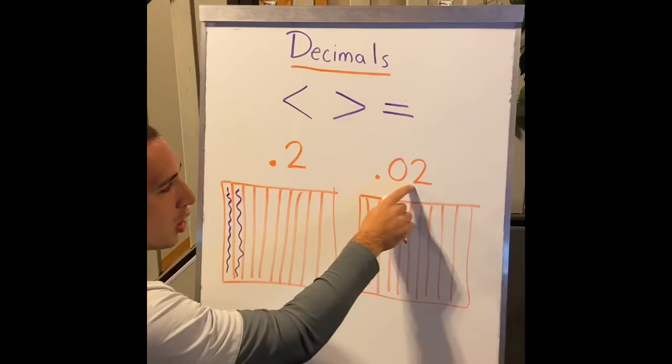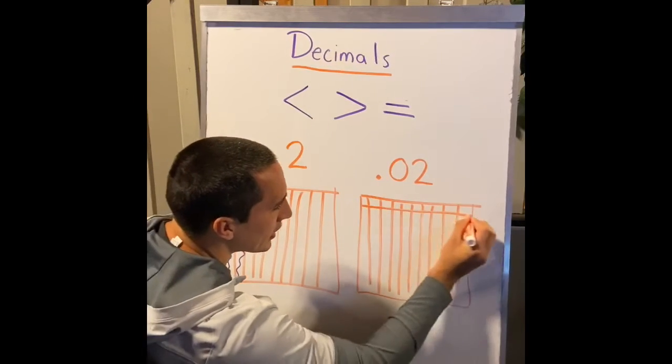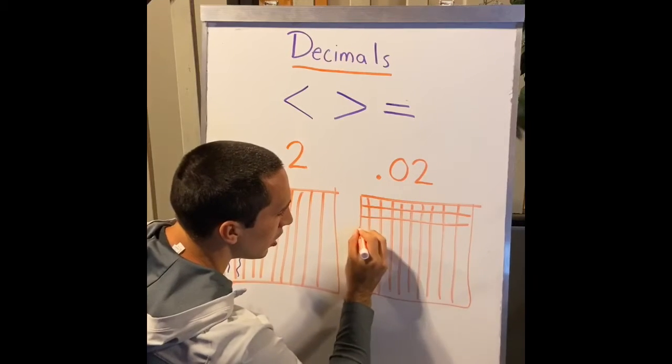Our next one is 2 hundredths. Now remember, I've cut this into tenths, so now I need to make this into hundredths. 1, 2.